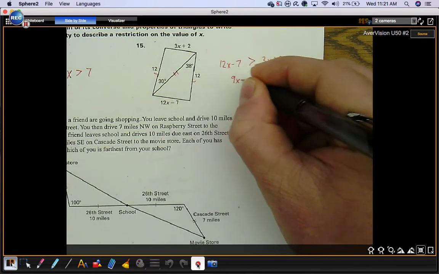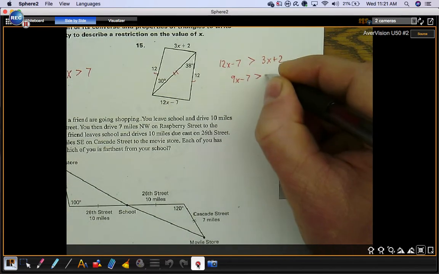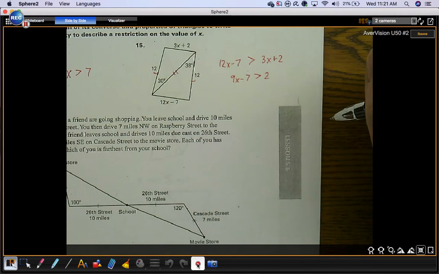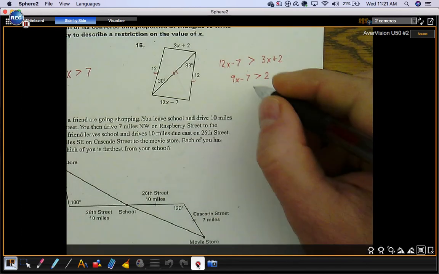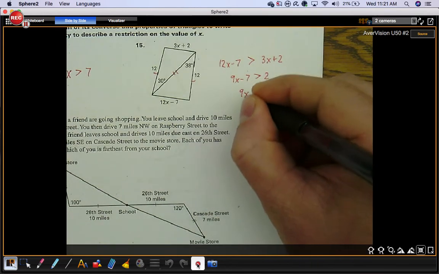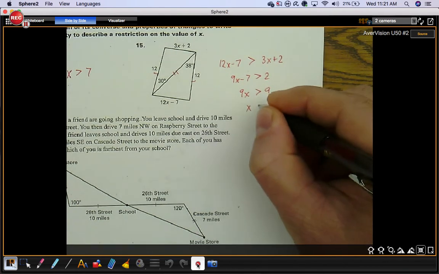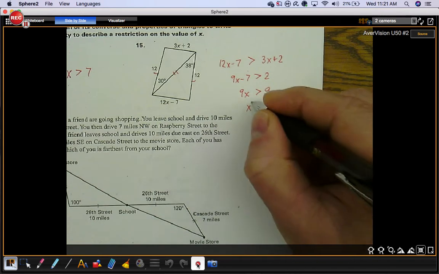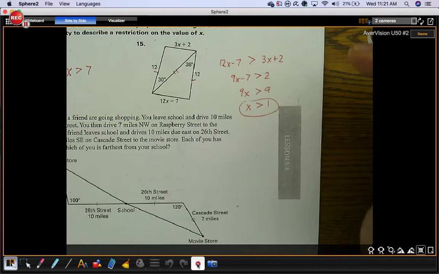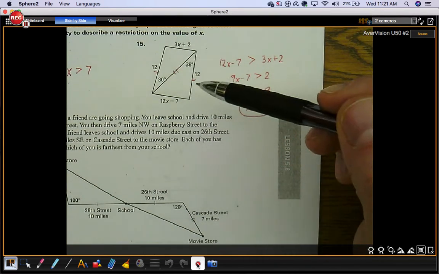So I can say that 9x minus 7 is greater than 2. I can add 7 to both sides, and then I can divide by 9. X needs to be bigger than 1 in this case.